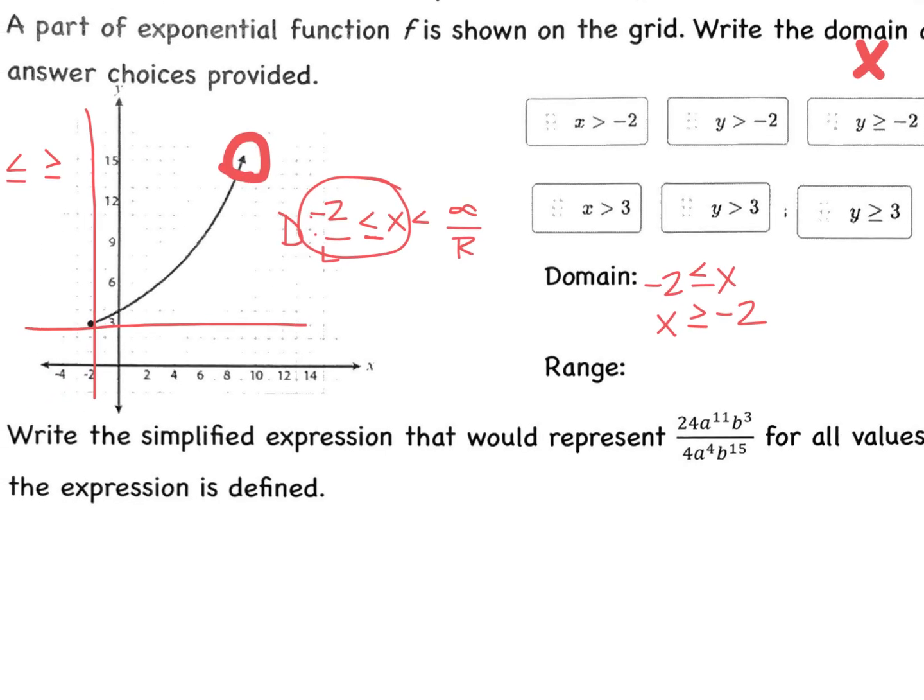For our range, same concept. Something is less than y is less than something. And now we're going bottom to top because it's always going to be least to greatest. So my bottom boundary is 3. My top boundary is infinity, and it is a closed circle. So again, we're going to put our line. So we can write 3 is less than or equal to y, or we can flip-flop it.